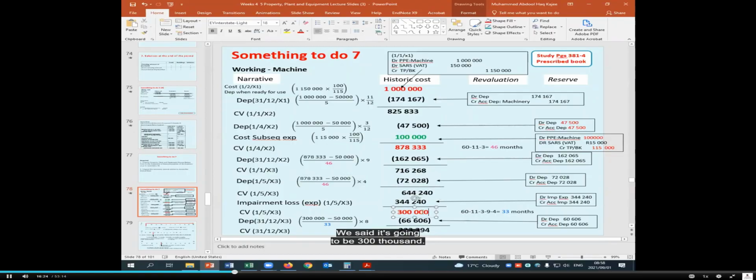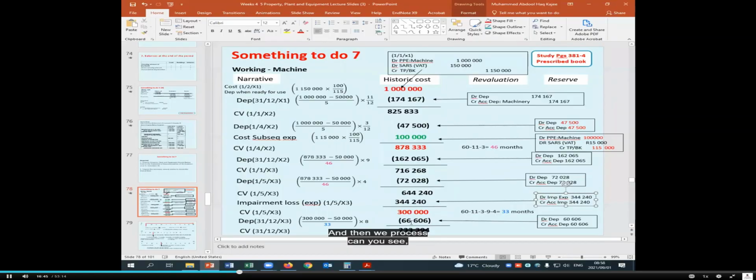We said it's going to be 300,000. Our recoverable amount is lower than the carrying amount. That means we are recording this asset at too high of a value. We need to decrease it via an impairment. So we will debit impairment and credit accumulated impairment.